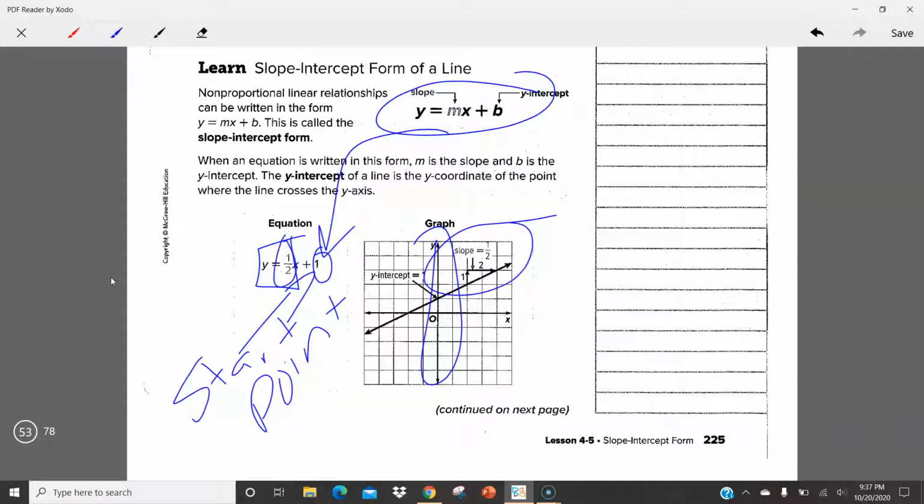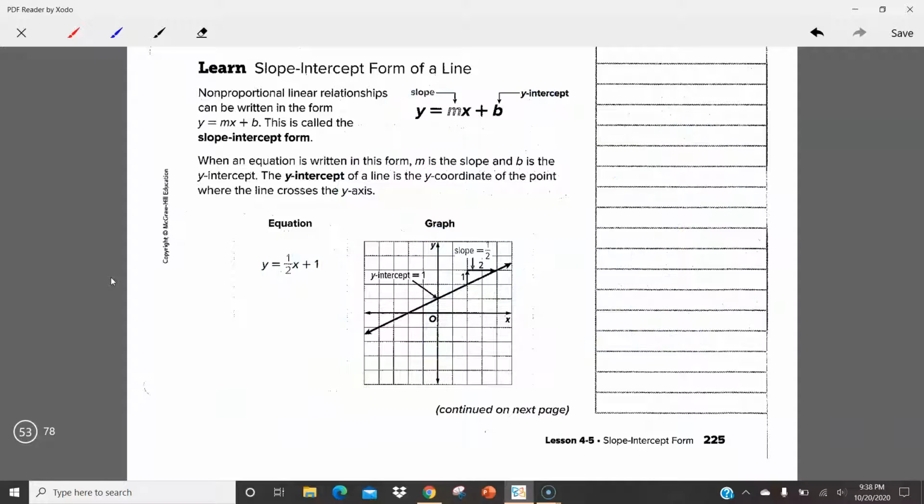As you can see for this graph, the slope is 1 over 2. It's 1 up and 2 right. Keep in mind the direction's important. Negatives are down, or they could be left. I could go down 1 and left 2, and I'm still on that particular line.